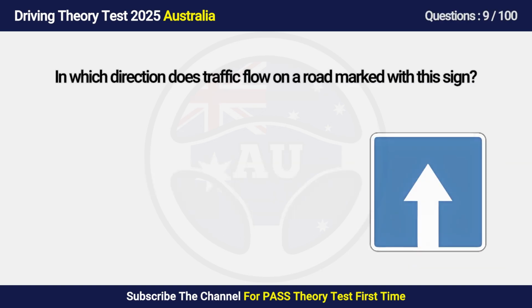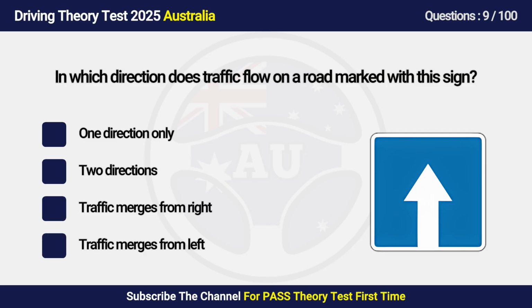Question 9. In which direction does traffic flow on a road marked with this sign? A. One direction only. B. Two directions. C. Traffic merges from right. D. Traffic merges from left.